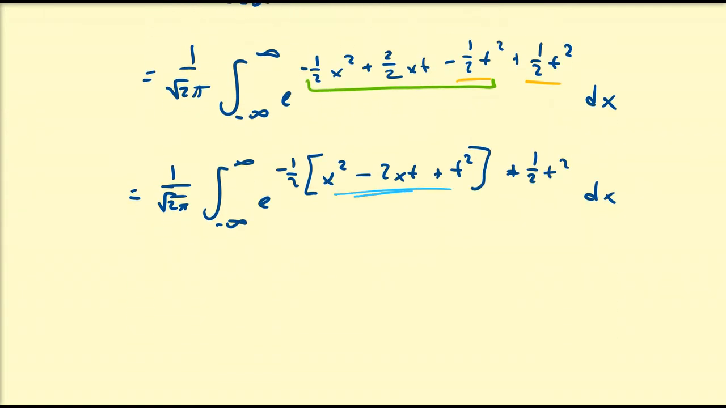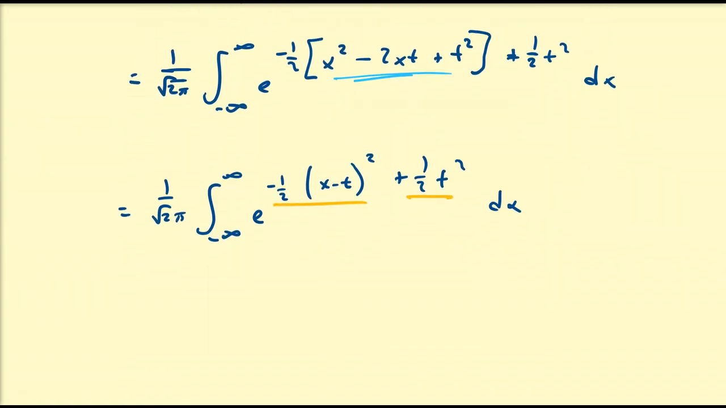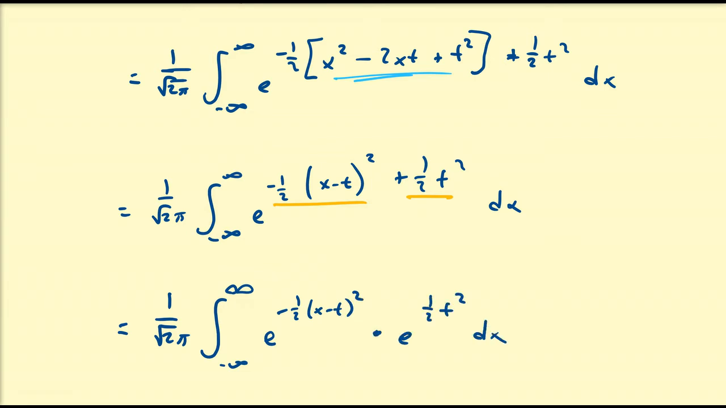This of course factors extremely nicely. So this is just going to be 1 over the square root of 2 pi times the integral from minus infinity to infinity of e to the minus 1/2 (x minus t) squared plus 1/2 t squared dx. This term only has x and this term only has t, so I'm going to decompose this exponential as 1 over the square root of 2 pi times the integral from minus infinity to infinity of e to the minus 1/2 (x minus t) squared times e to the 1/2 t squared dx.